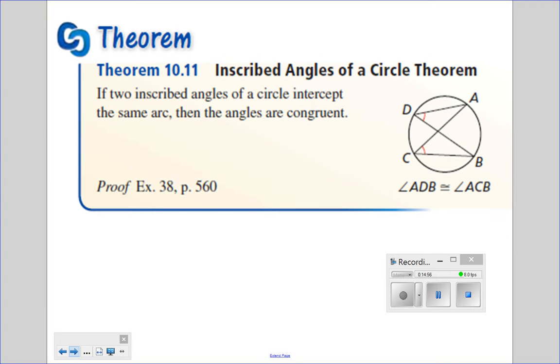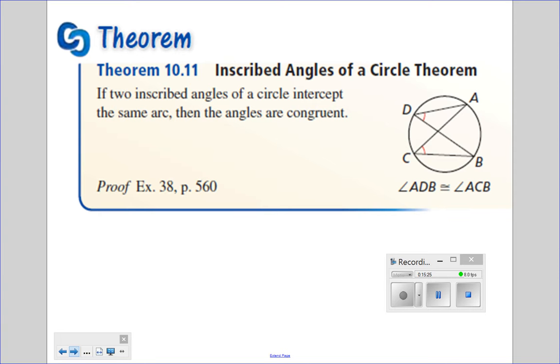Okay. So we got the inscribed angles of a circle theorem. If two inscribed angles of a circle intercept the same arc, then the angles are congruent. So angle D right here is intercepting arc AB. Angle C is intercepting arc AB as well, so we know those have to be congruent.